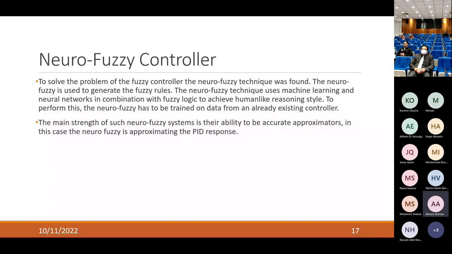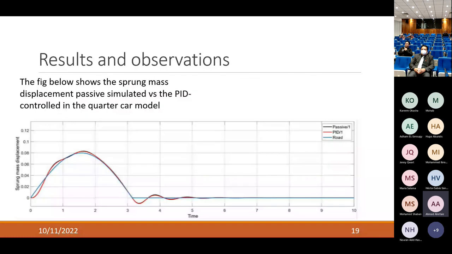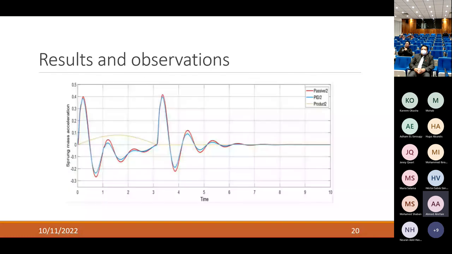Going into the results. The figure below shows the sprung mass displacement, passive simulated versus the PID controlled, in the quarter car model. And it shows a very slight improvement in displacement, because our main goal was to improve the acceleration, as shown in the next figure. The next figure is the sprung mass acceleration for the quarter car model. Here it shows that the performance overshoot was improved by nearly 10%, which is a very good performance improvement.